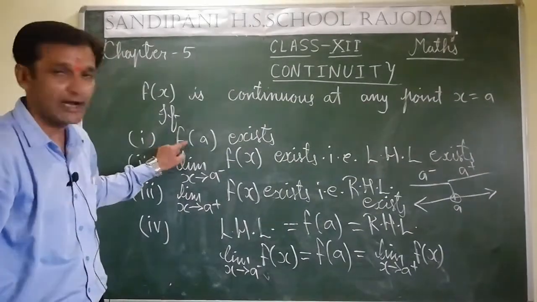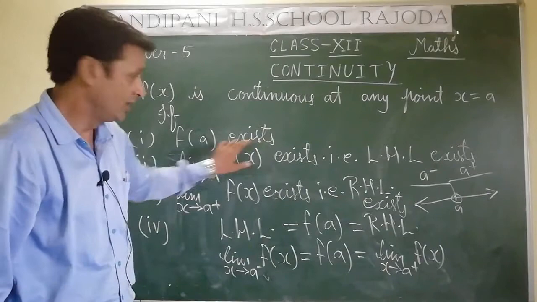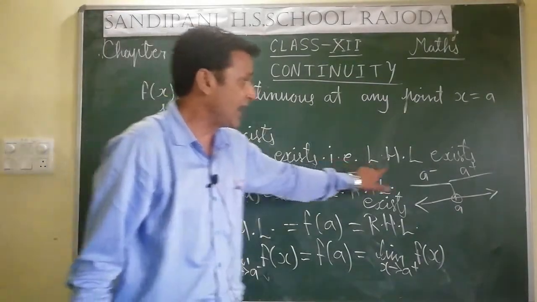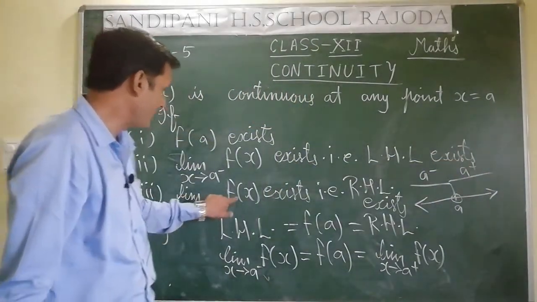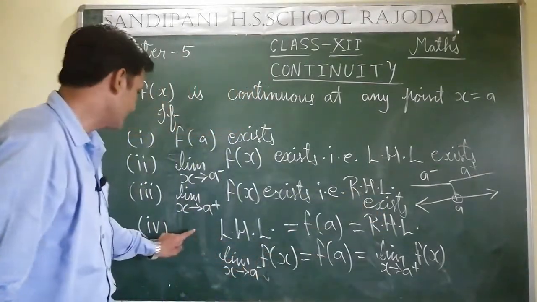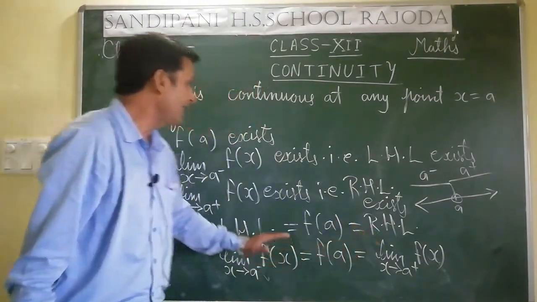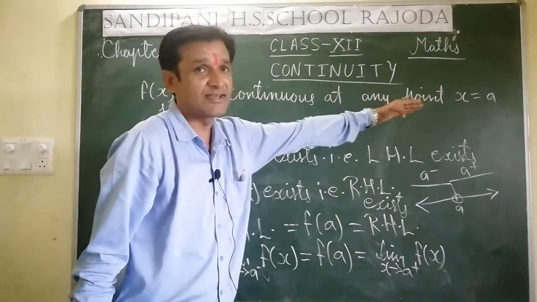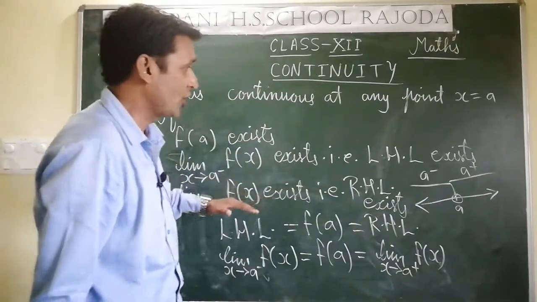Here again I am telling you, f of a exists means it is having any particular value. Limit x tends to a minus f of x exists means left hand limit exists. And third point, limit x tends to a plus f of x exists, that is RHL exists, means if LHL is equal to f of a is equal to RHL, then we can say that this function is continuous at a particular point x is equal to a. That particular point, this function is called continuous.